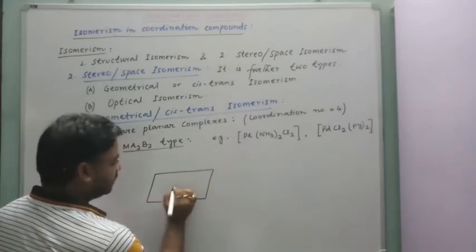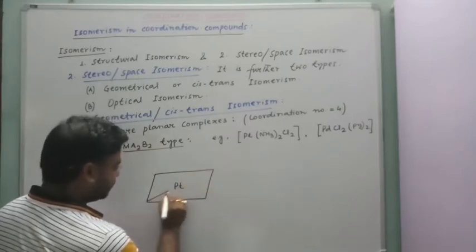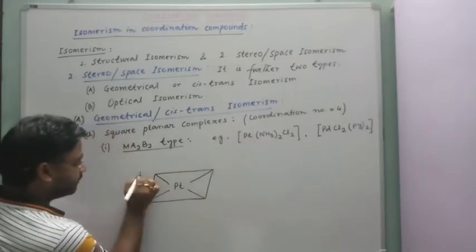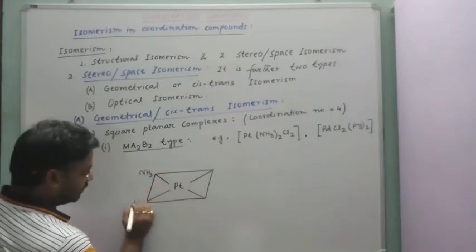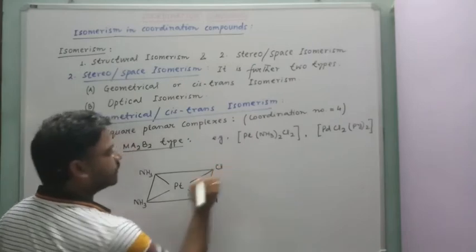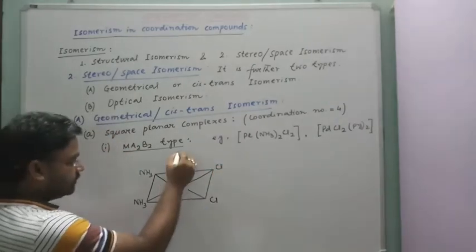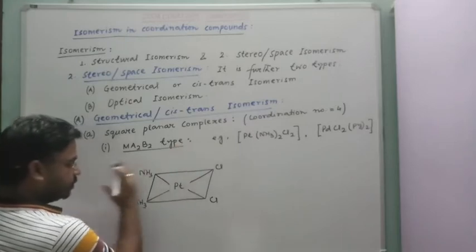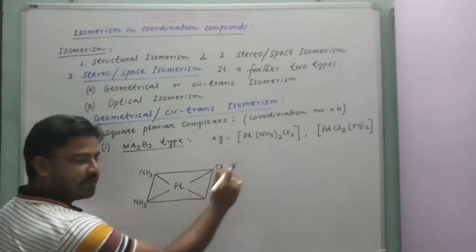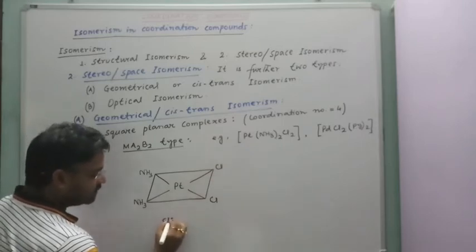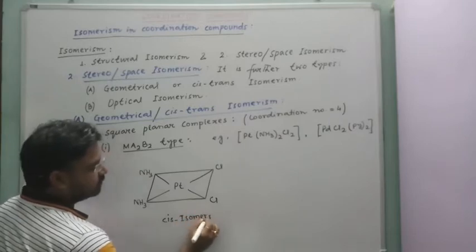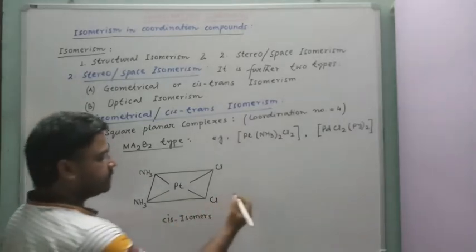So we are taking this one. Platinum is the central atom. 1, 2, 3, 4 coordinate bond. NH3, NH3. So Pt(NH3)2Cl2. Now see, in this plane, both the NH3 are in the same plane. Both Cl ligands are in the same plane. तो same plane में होने से these are cis isomers. Cis isomers.